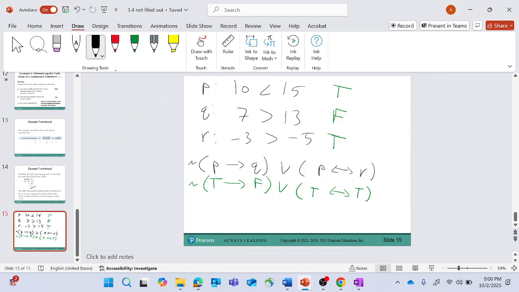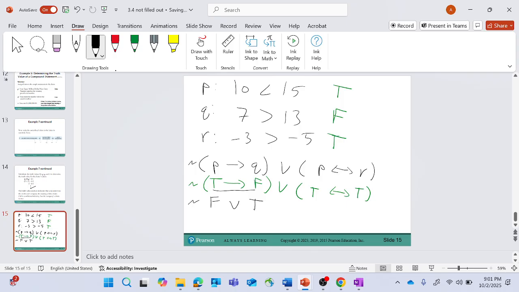So true implies false. Remember, that's a false statement. That's the only time it doesn't work. True cannot imply a false statement. So what we have now is a negation of F. Right? True implies false is false. So the negation goes down: not false. Or true if and only if true. That's true, right? As long as these are both the same, it's okay. That's true.